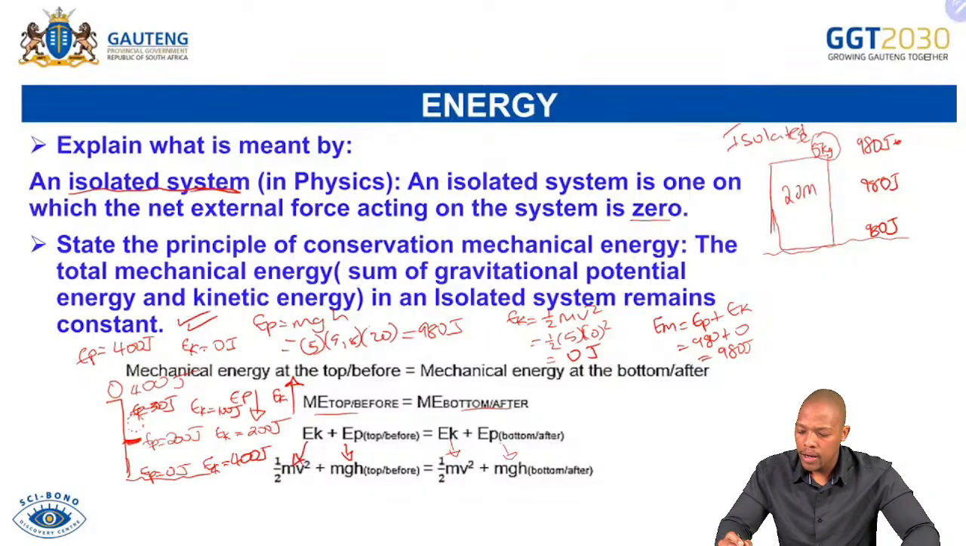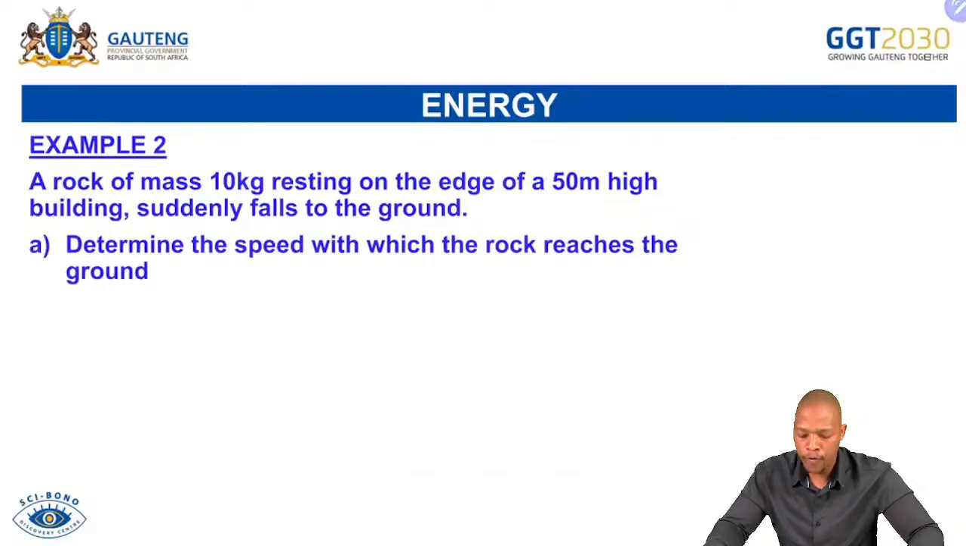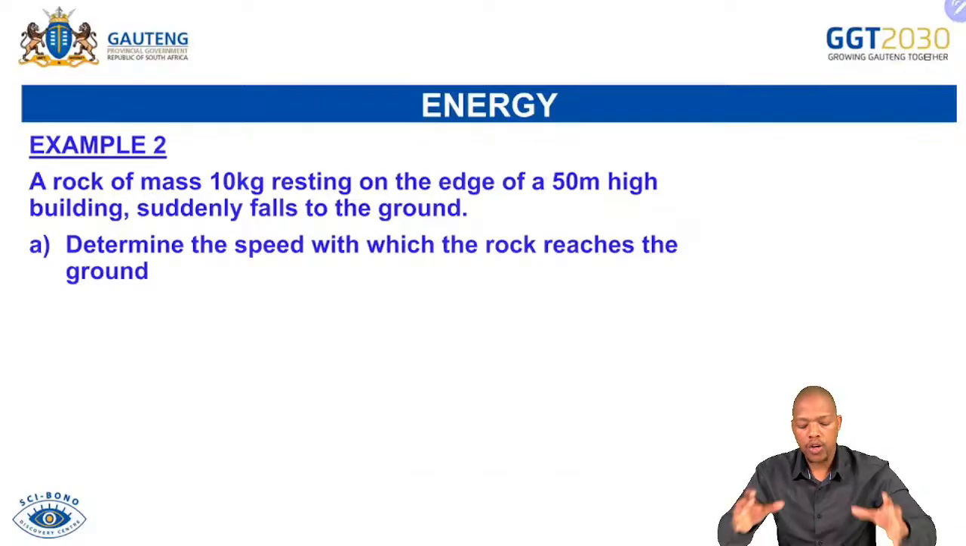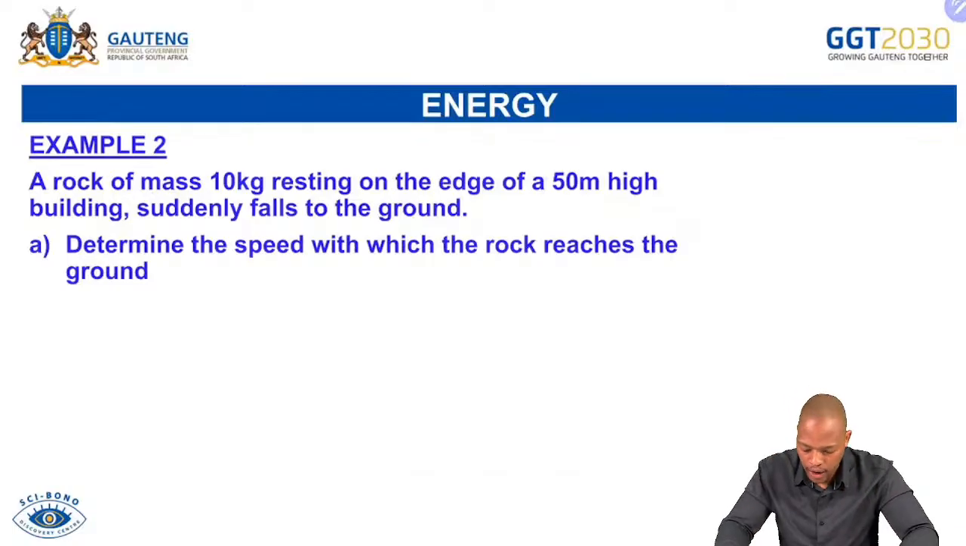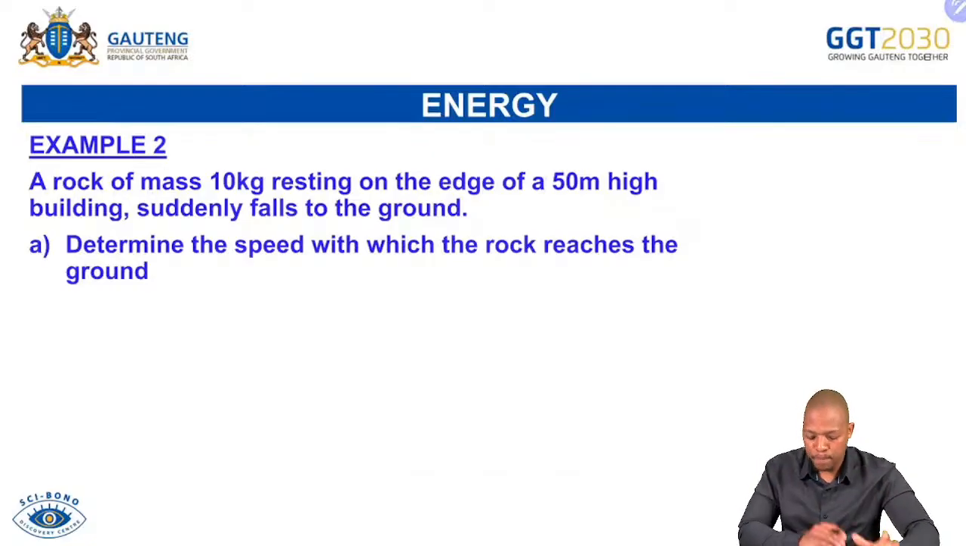Okay, then let's try and look at an example and see if we can do the calculations that we are talking about. They're saying here a rock of mass 10 kilograms resting on the edge of a 50-meter high building suddenly falls to the ground. So it was a rock resting on the edge of a 50-meter building, and then they say it suddenly falls to the ground. And then they say we must determine the speed with which the rock reaches the ground. They are not even looking for the kinetic energy, they want the what? The speed.